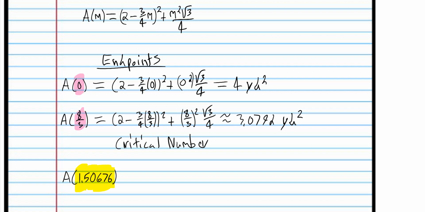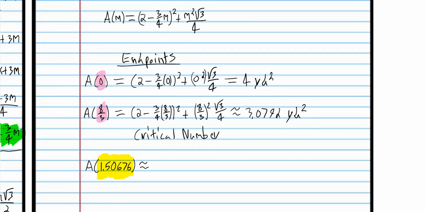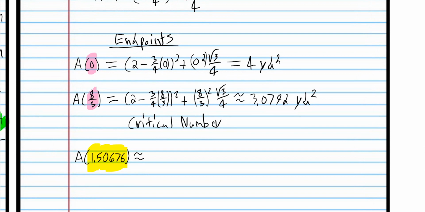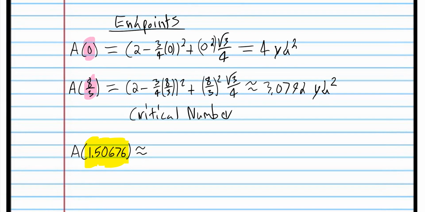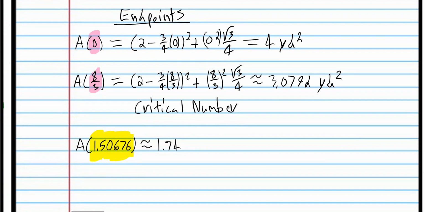And so now we're going to plug in 1.50676. We're going to figure that out on the calculator. So press enter, the blue second button and the calculate button, and enter on value, and 1.50676, enter, and we get 1.73. I'll just say 1.74 square yards.